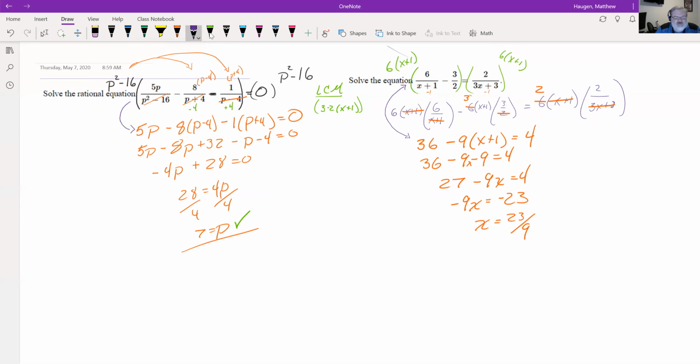Well, and that's the thing too, like the upper part, I wrote that whole section out, but because I moved everything to one side with the zeros, once you get this 36 minus 9x minus 9 equals 4 or whatever, minus 4, I just combine all the terms. So I skip like 3 of these steps where I'm just at negative 9x equals 23.